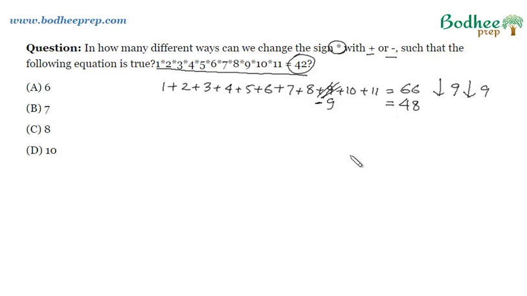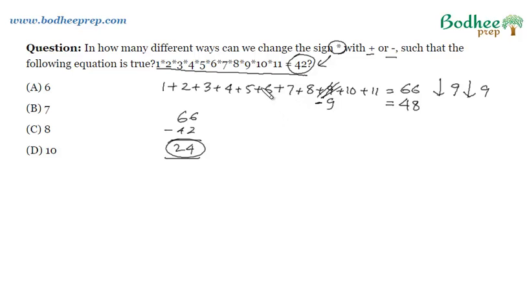So from here what we have got is that when replacing plus with minus, the overall value reduces by double the quantity for which we have replaced the plus with the minus sign, right? But we have to get 42, so let us find the difference. 66 minus 42 is 24, fine. So we have to get a gap of 24. For that we have to find numbers whose sum is 12.